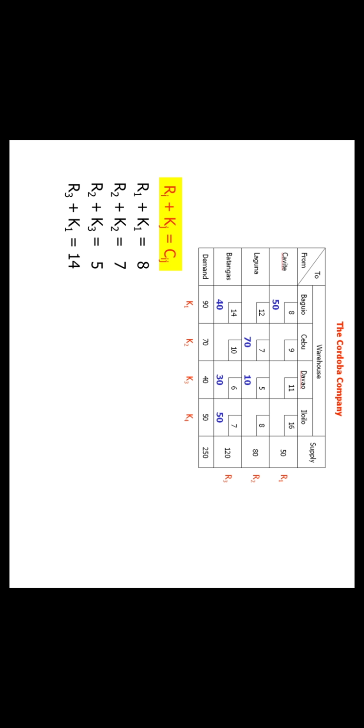Next is the used cell with the cost of 6. Row position is still at row 3. Column position is now at column 3. So applying the pattern, then the resulting equation would be R sub 3 plus K sub 3 equal to 6.